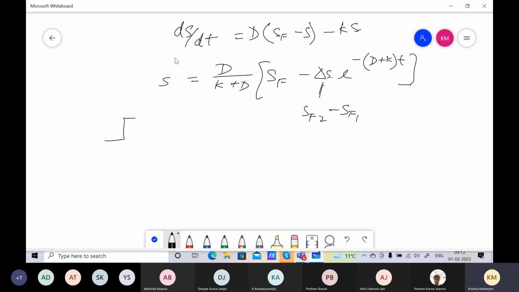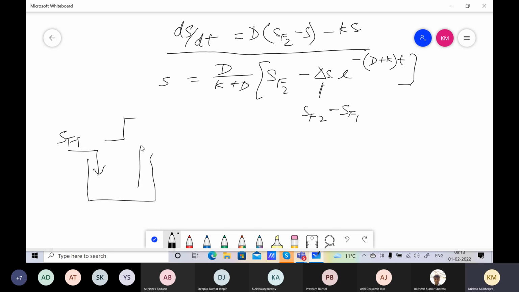Okay, does this solution make sense to all of you? The first steady state, the original steady state, was, this is 2 actually. This is 2. So when the input was SF1, the output was S1, given by the steady state concentrations, and then the input was raised from SF1 to SF2. Now the output was, of course, lower than this.